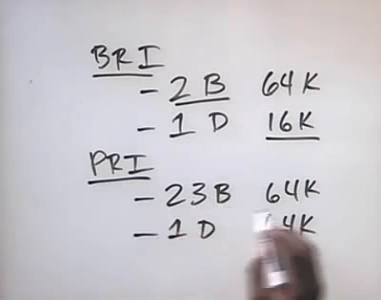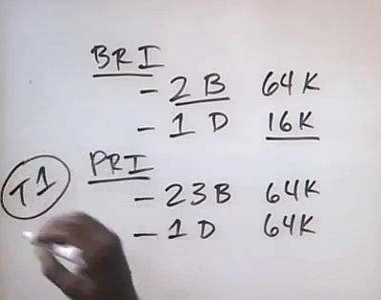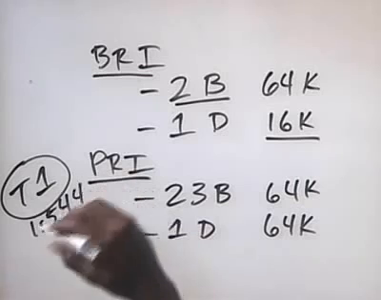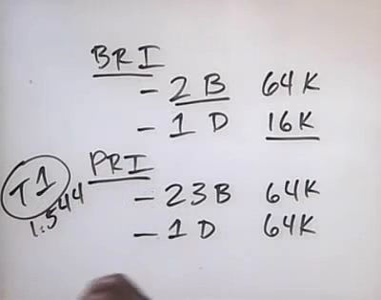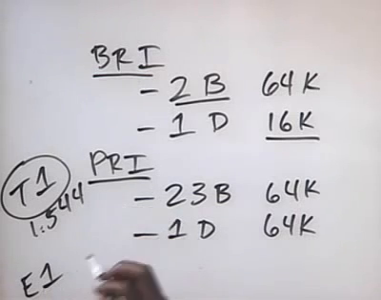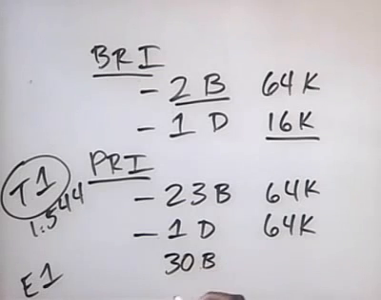This is also what we refer to as T1 rate of communication, which brings us to 1.544 megabits per second, whereas E1, which is used in Europe and in other parts of the world, the PRI standard there is 30 B channels, and then you've got the 1 D channel.